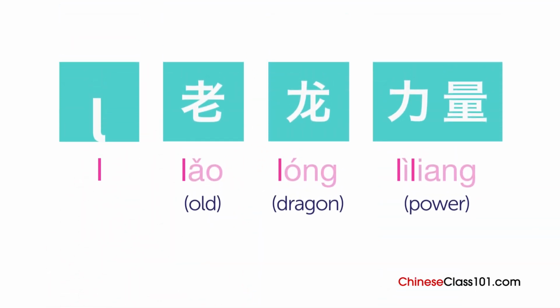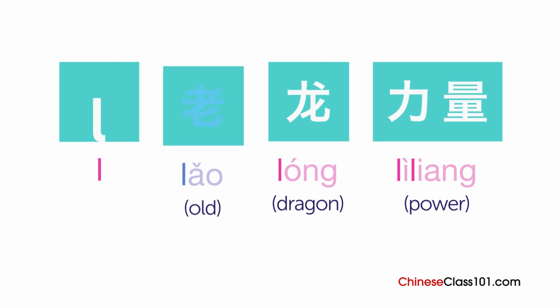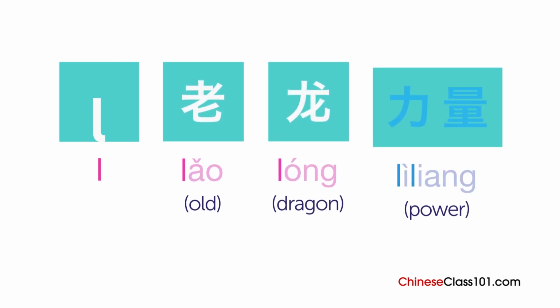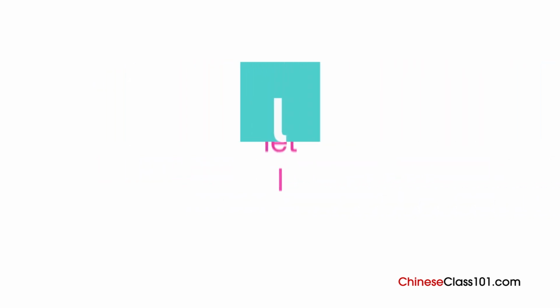The next consonant is l. 老龙力量. Like the L in the word let.